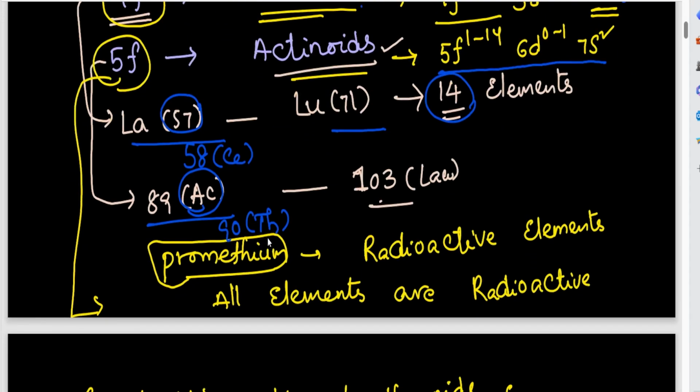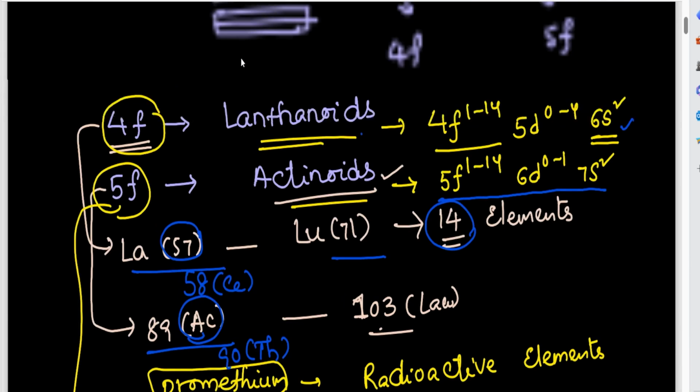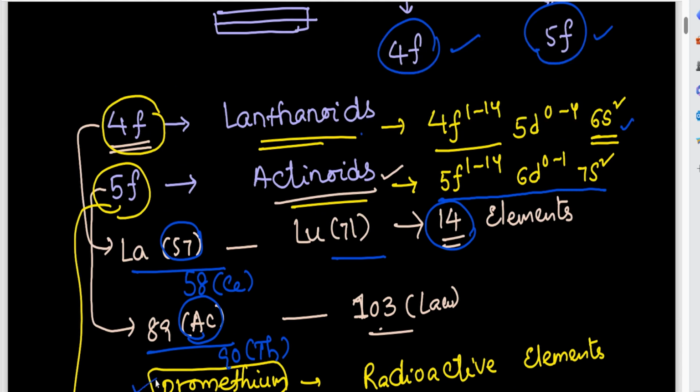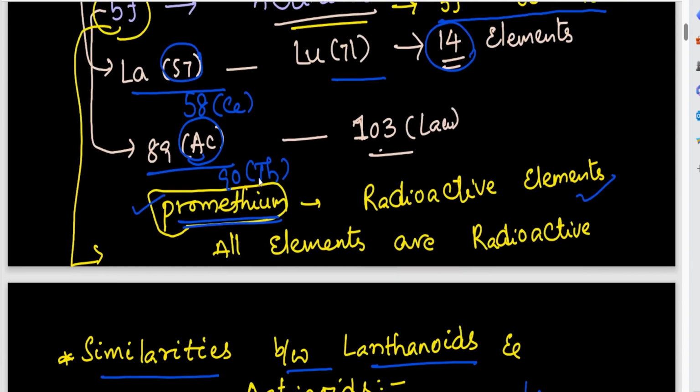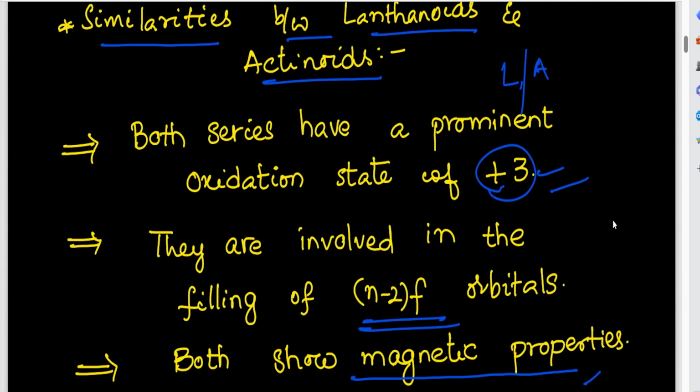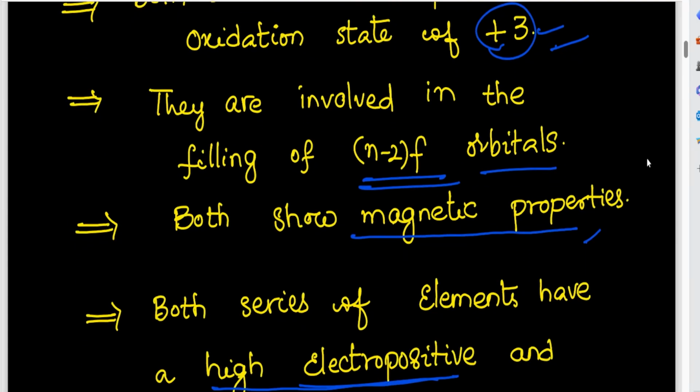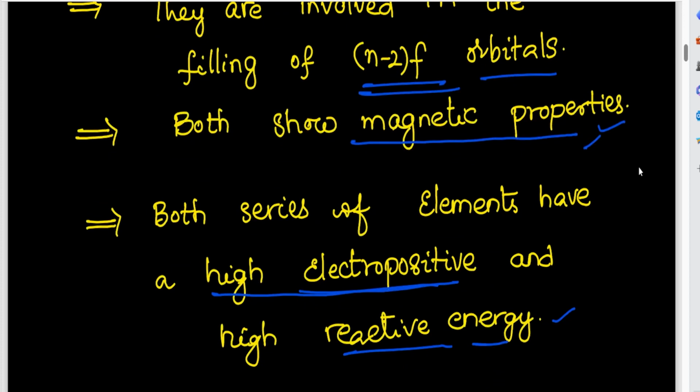Is it okay? Among the lanthanoids, all the elements are non-radioactive, but only promethium is radioactive. But in the case of the actinoids, all the elements are radioactive. And what are the similarities between the lanthanoids and actinoids? Both the 4F series and 5F series show the +3 oxidation state, involve the same n minus 2 f orbital, both show magnetic properties, and also, fourth, both have a high electropositive character and high reactivity.